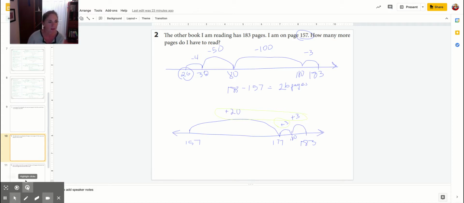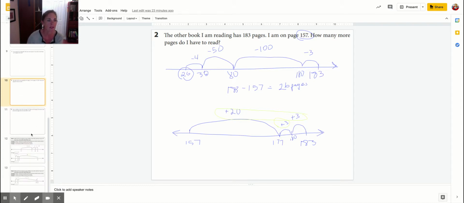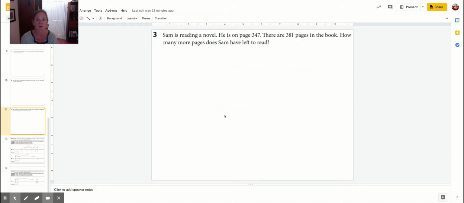All right, let's do the last one. So this is the one that you're going to work on your own. Just stop the video and work on it. Sam is reading a novel. He is on page 347. There are 381 pages in the book. So how many more pages does Sam have left to read? Go ahead and work on that. Add your work onto the slide and then come back to the video.